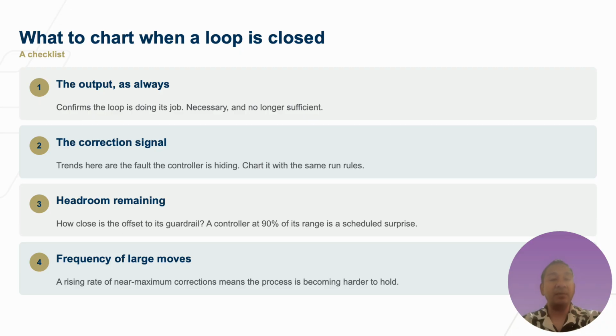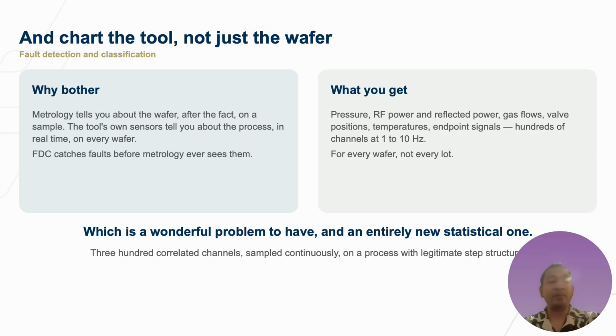Rule 4, a run on one side, is the one that catches a slow degradation. Headroom remaining. How close is the offset to the guardrail? A controller sitting at 90% of its range is a scheduled surprise, and you would rather schedule it yourself. Frequency of large moves. A rising rate of near-maximal correction means the process is becoming harder to hold, even if it is still being held. Three of those four are free. The data already exists in the controller. It is almost never charted, and it is some of the highest value monitoring data in the fab.